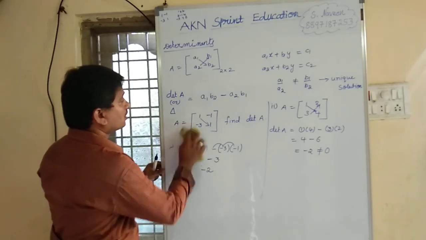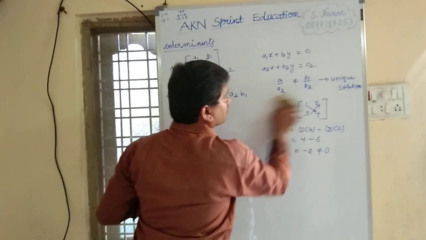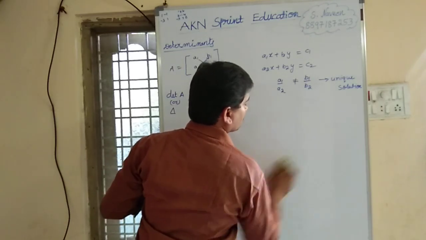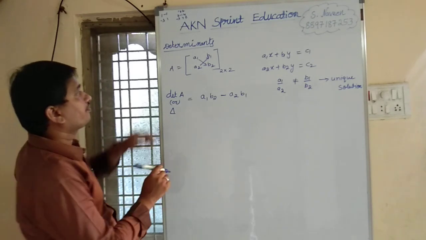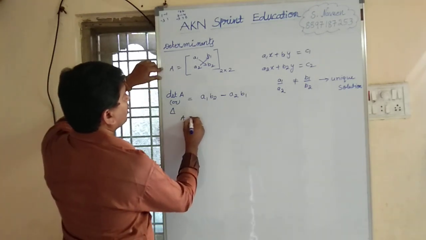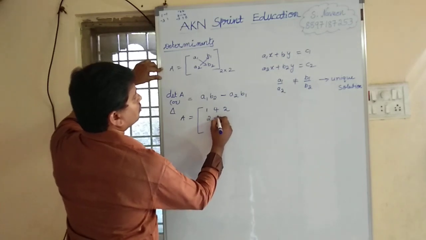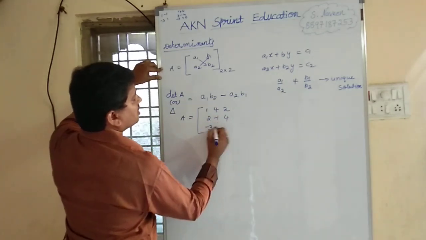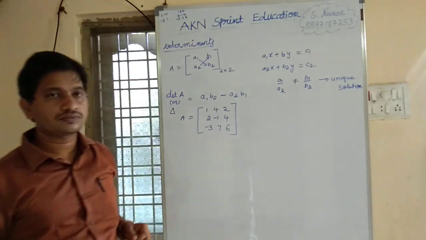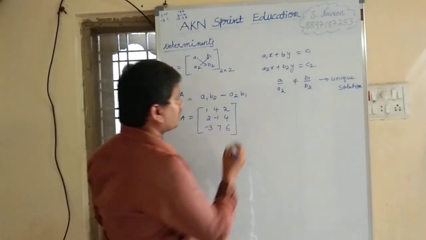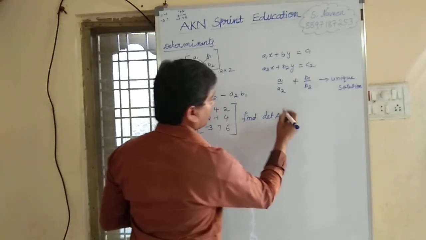Now the question is, how to find the determinant of a 3 by 3 matrix? If it is a 3 by 3 matrix, how to find the determinant? For example, consider a matrix A equal to 1, 4, 2, 2, minus 1, 4, minus 3, 7, 6, children. This is the given matrix. Now how to find the determinant of A?